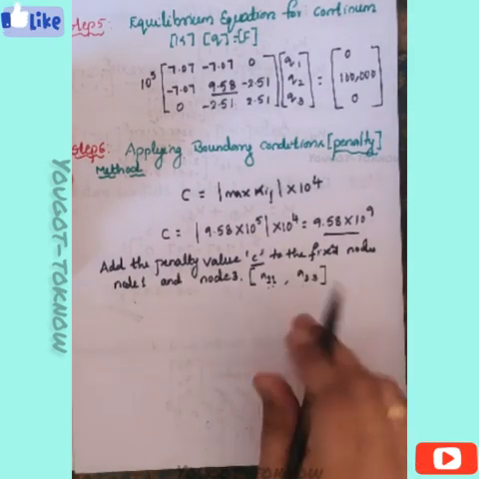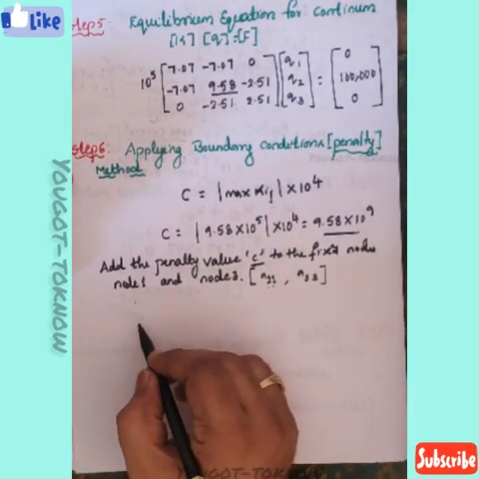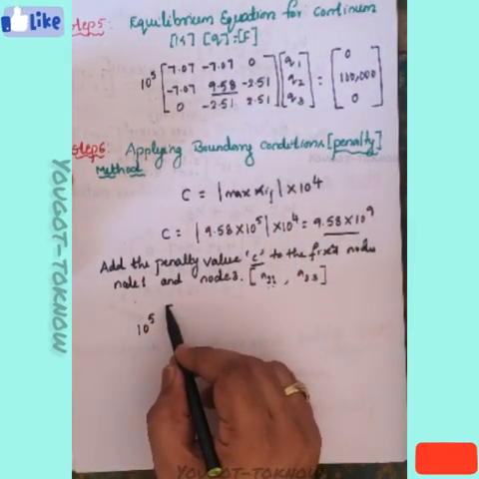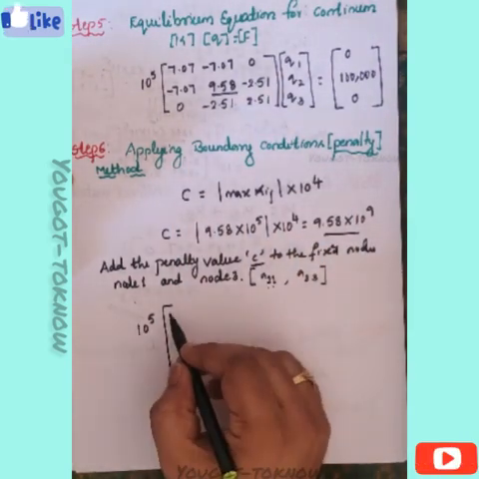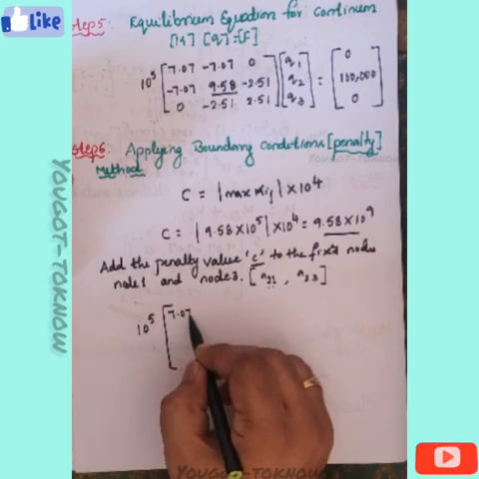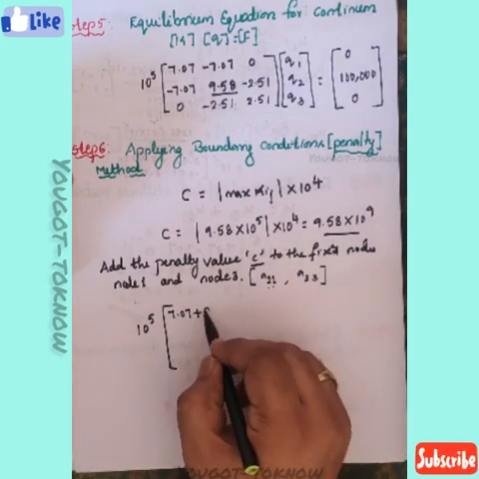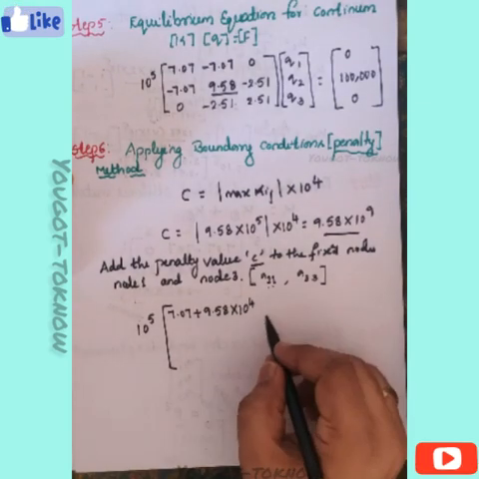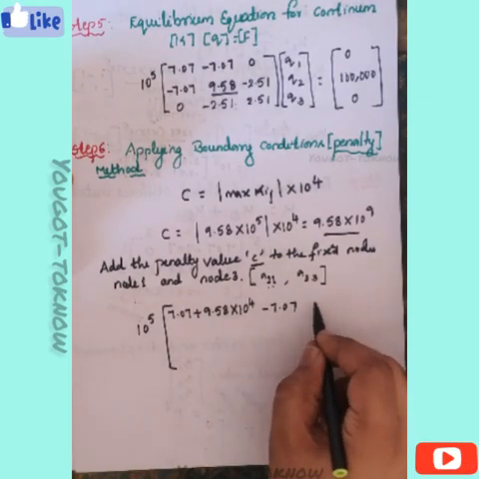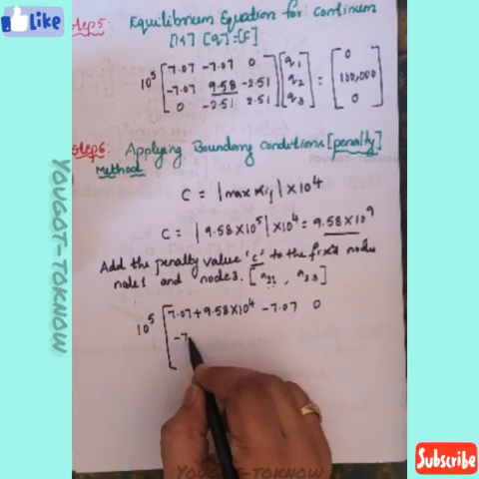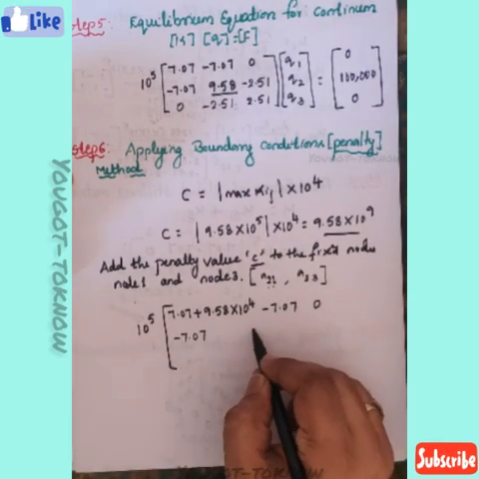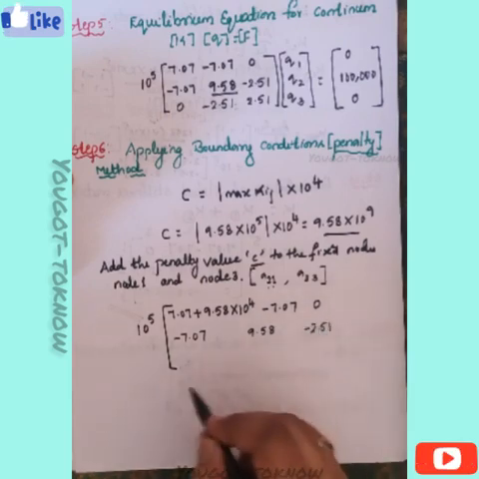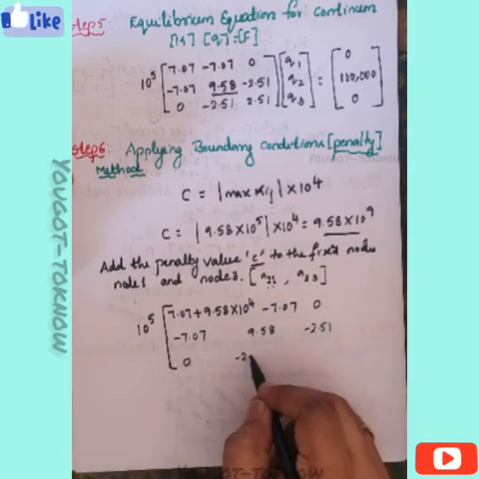Okay. Now if you repeat this step, that means add your penalty value. How to add it? Now I keep 10 power 5 outside. I am taking this equation now, KQ equals F, with 10 power 5 outside. With 10 power 5 outside, this will become 7.07. So what you want to add here is 9.58 into 10 power 4, minus 7.07. Now minus 7.07, then 9.58. This is minus 2.51. Then come to the 0, minus 2.51.